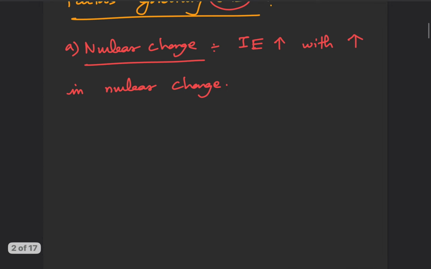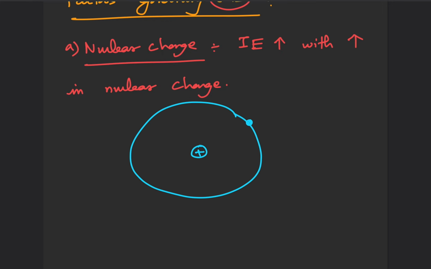Let's say this is our nucleus, and our outermost electrons are here. As the power of the nucleus or the nuclear charge increases, it will pull these electrons even more strongly towards itself. Why? Because the number of protons is increasing, so the power of the nucleus is increasing. Greater energy is required to knock this electron out from the atom, because the nucleus is pulling it with a greater nuclear charge. Therefore, ionization energy increases with increase in nuclear charge.